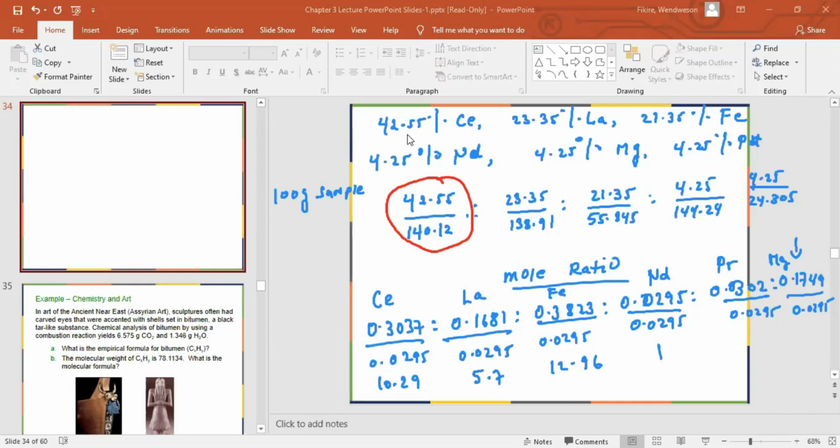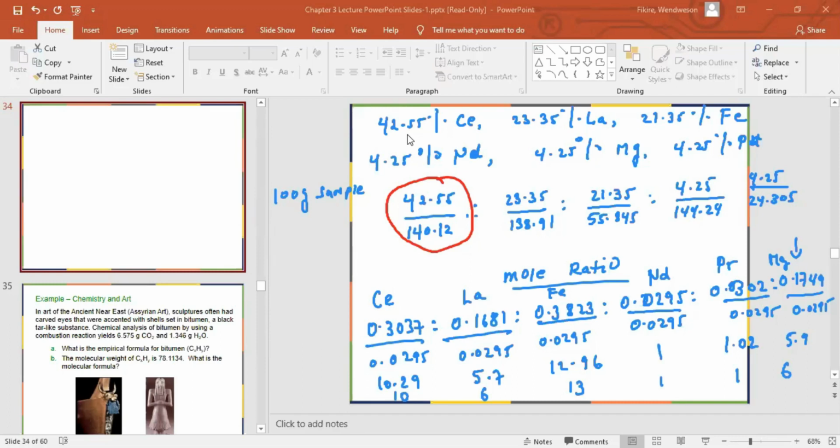Okay. 0.0302 divided by 0.0295 for Pr. It's 1.024. Okay, 0.1749 divided by 0.0295, the last one for magnesium. 5.929. So 6. Okay, this is like 10. This is like 6. This is like 13. This is like 1. This is like 1. This is like 6. We have to do it this way.